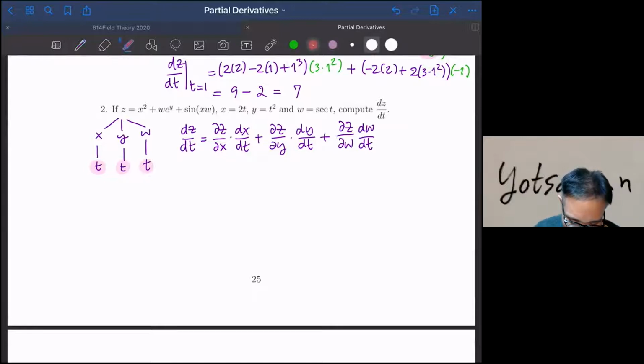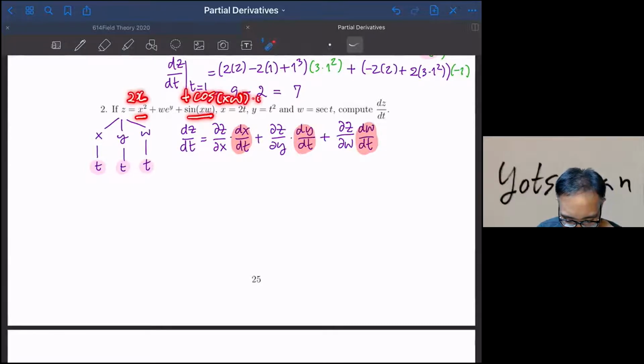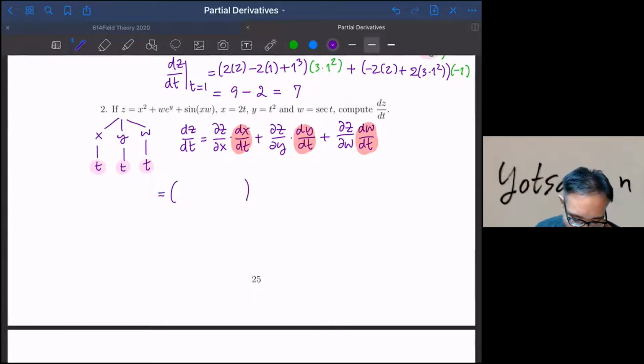Let me highlight them. It's going to be this color that you are working with. You're going to find first dz/dx. dz/dx is going to differentiate these two terms, so you would get 2x plus cos(xw) times w. That's the partial derivative with respect to x. I would let you find these two. I'm going to have it in this form. So you have dx/dt, it's going to be 2, right? So dx/dt is going to be 2. So it's going to be like this.